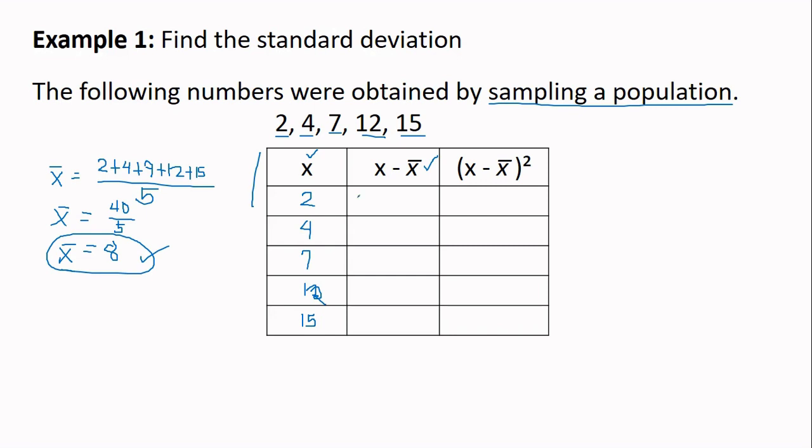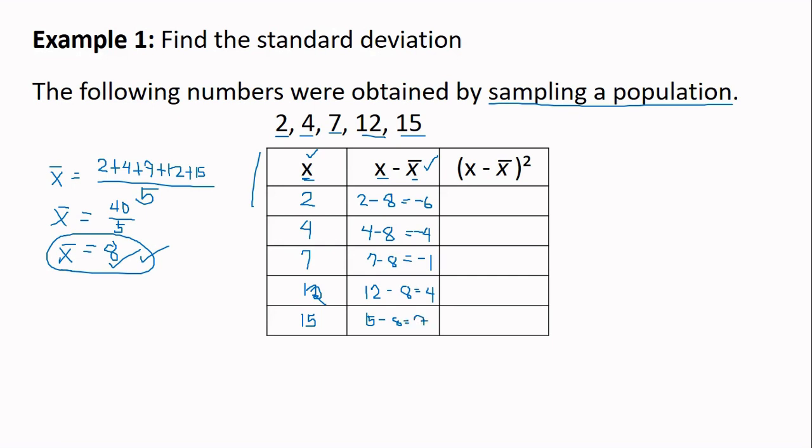So 2 minus x bar is this, and then the mean is this. So 2 minus 8 would be negative 6. Next, we have 4 minus 8, which is negative 4. 7 minus 8 equals negative 1. 12 minus 8 equals 4. And lastly, we have 15 minus 8 equals 7.